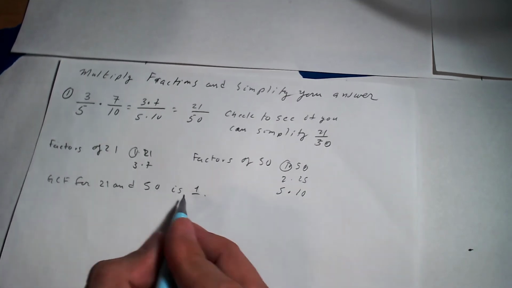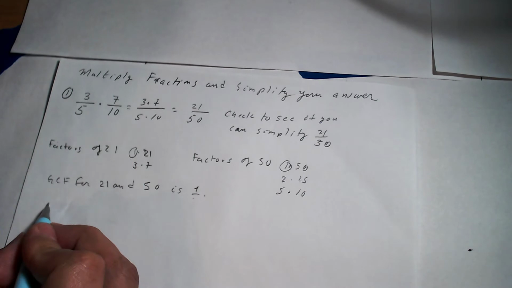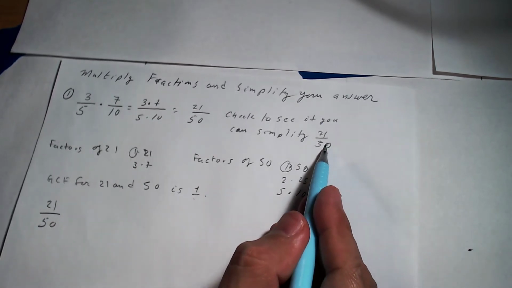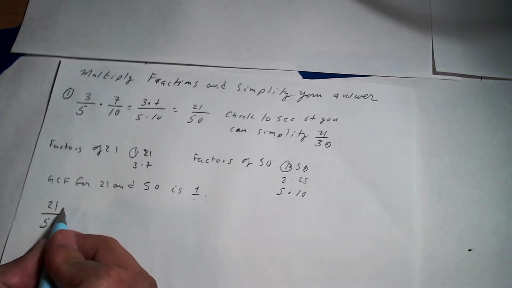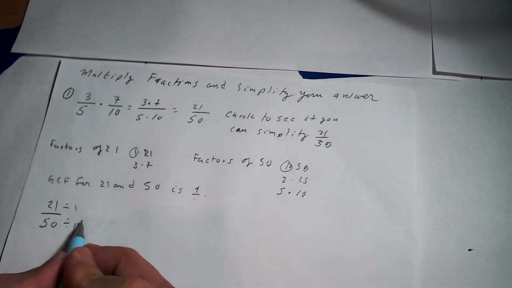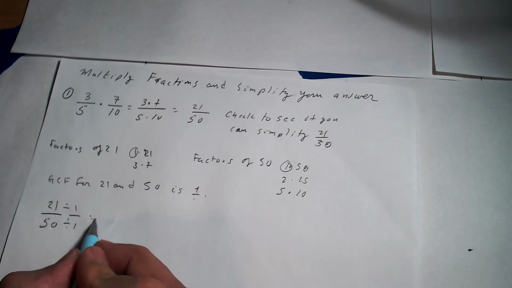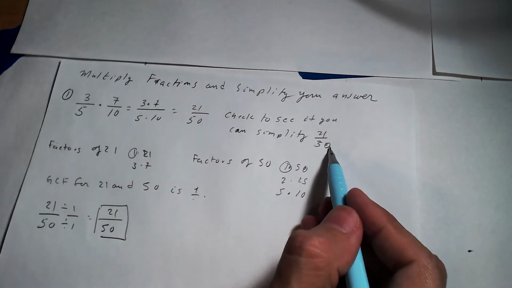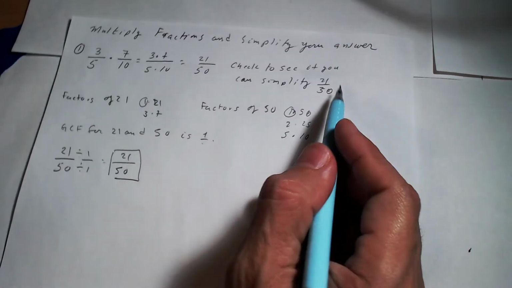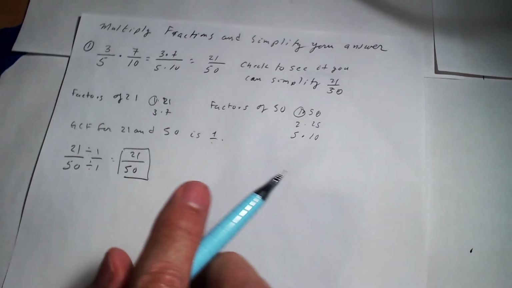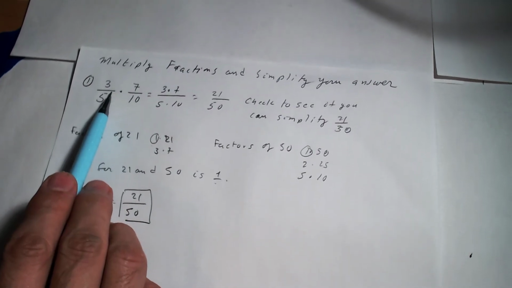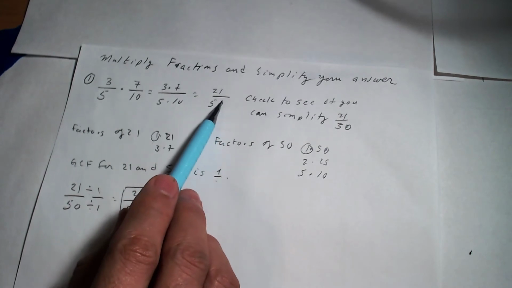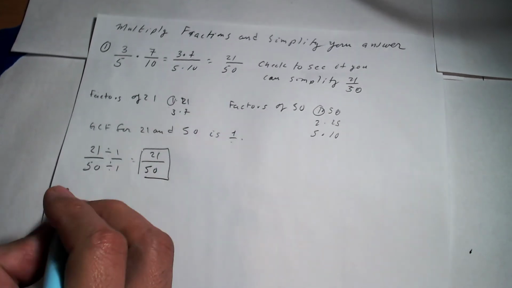So that means once I get my greatest common factor, I go back to my fraction that I want to simplify, in this case 21 over 50, and divide both of them by 1. I mean, divide the numerator by 1 and the denominator by 1. So that gives me what? 21 over 50. So in this case, I couldn't simplify this fraction any further. It was already in lowest terms. So again, when you multiply fractions, it's a good idea to just multiply straight across and then simplify once you get your result here. So let's look at another example.